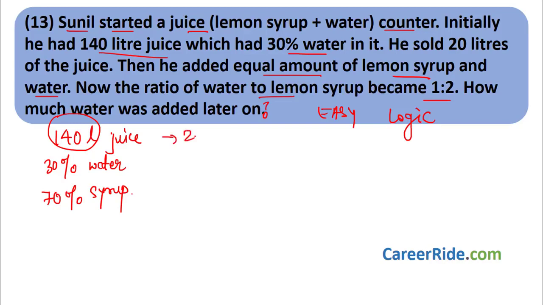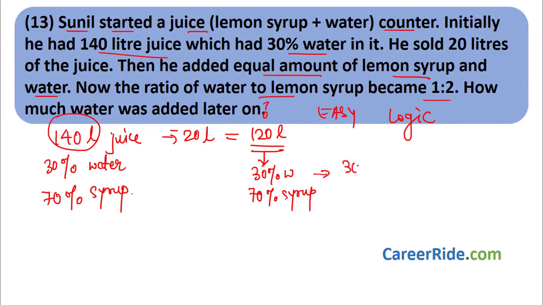Out of that he sold 20 liters. So how much is the remaining? 120 liters remains. Even in this 120 liters there is 30% water and 70% syrup, right? So how much actual water is there? 30% of 120. What would it be? You will get it as 36 liters of water.